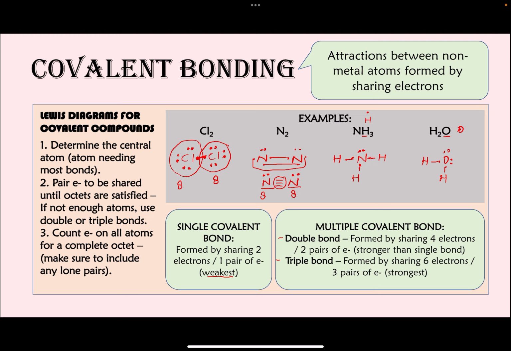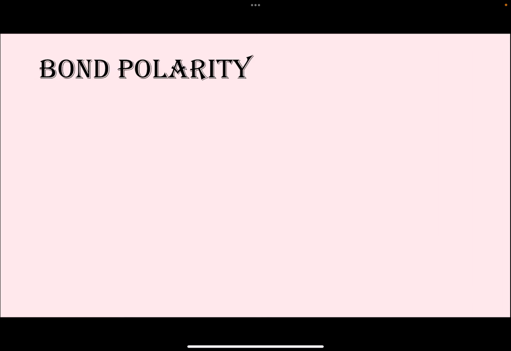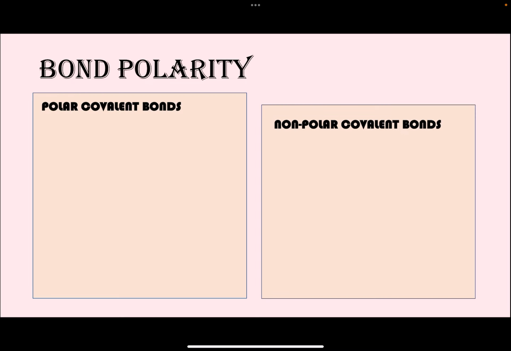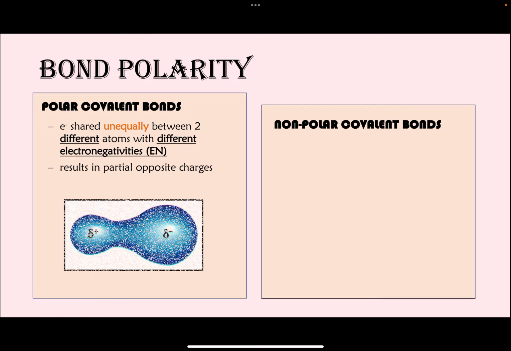Now, a very important thing to remember about covalent bonds is their polarity. So we can have 2 types of polarity. We can either have the bond polarity, and bond polarity depends on the difference in electronegativity. If we have a polar covalent bond, then that means the electrons are shared unequally between the 2 atoms, meaning they have different electronegativities. So we have partial charges as a result.